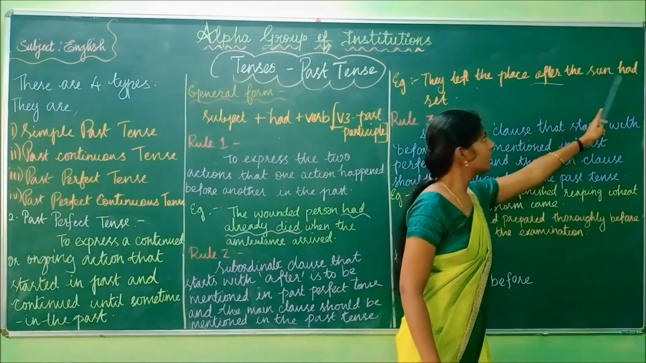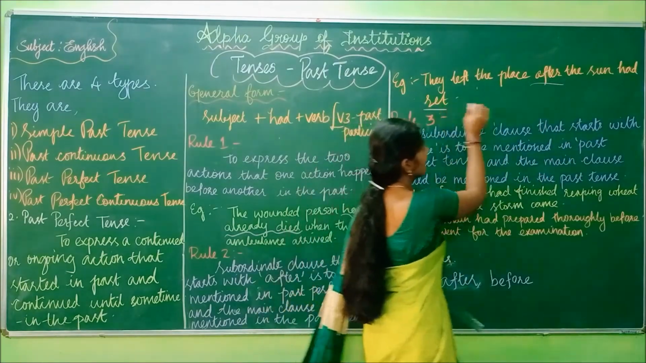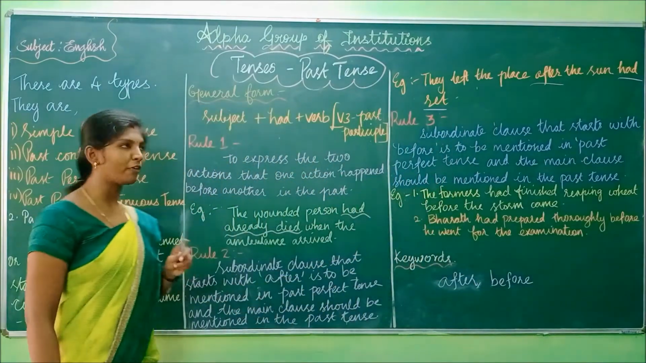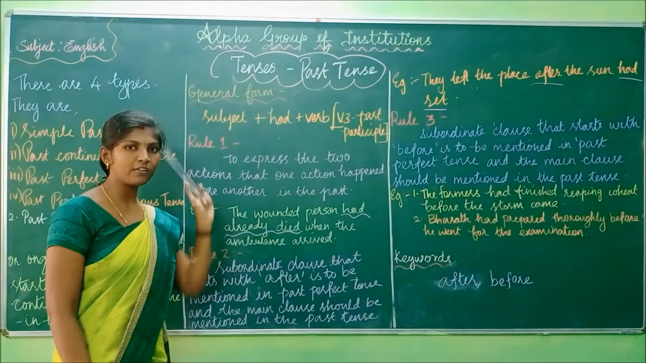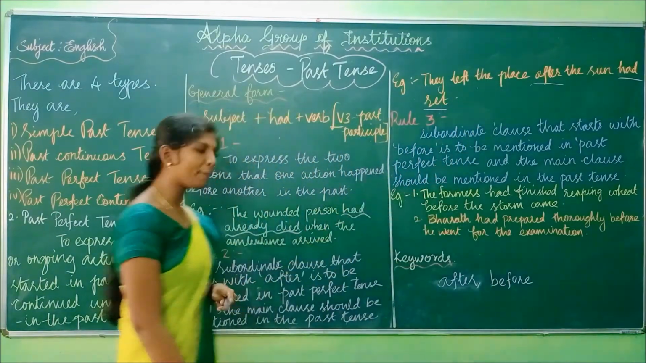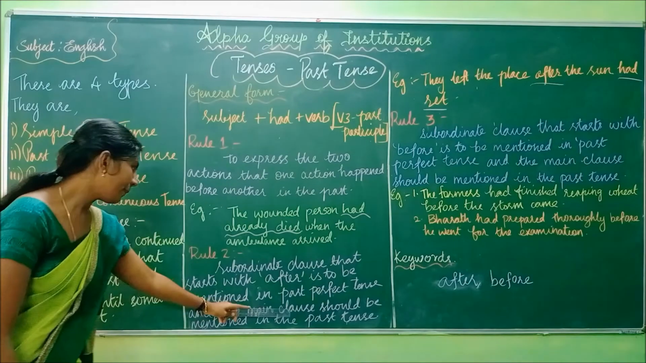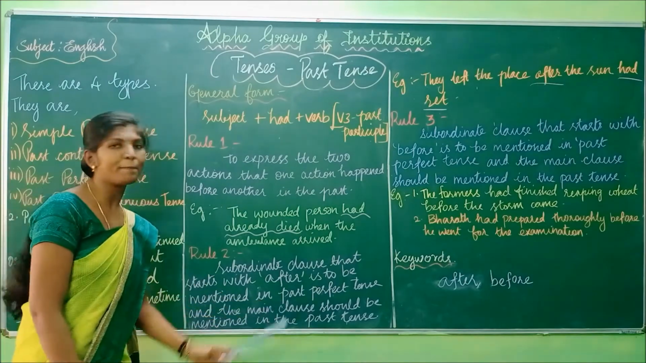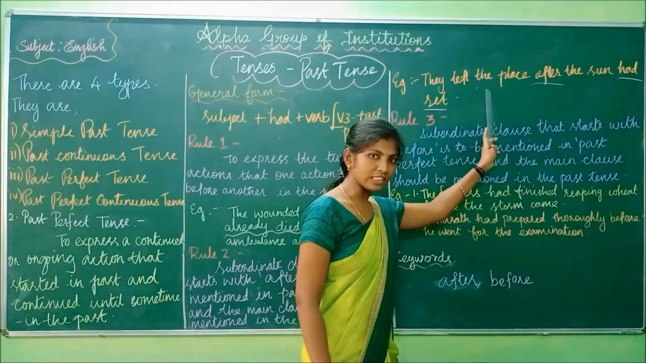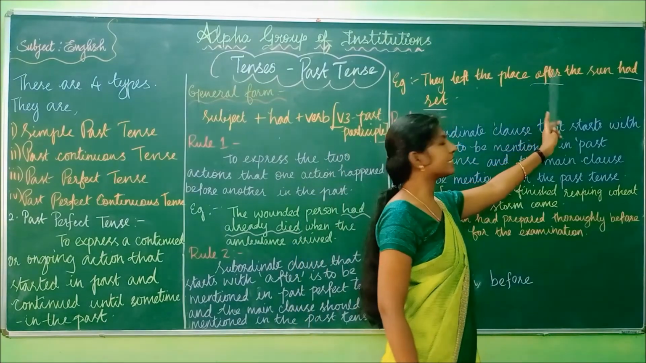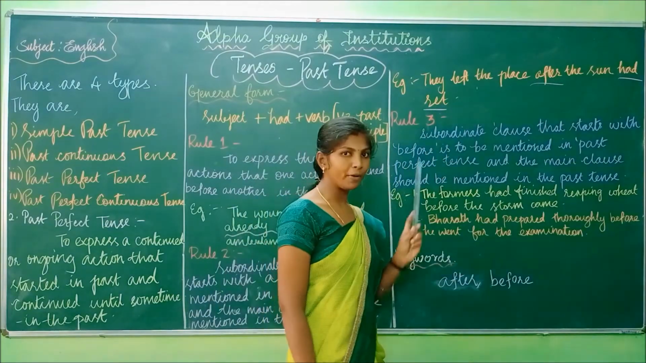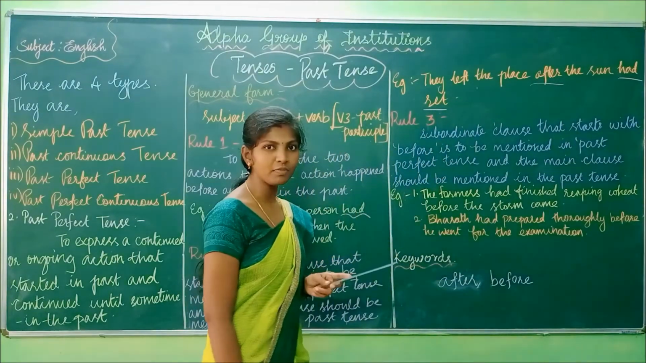The subject is the sun, and had set is given in past perfect tense: had plus the verb. They left the place is given in simple past tense. The main clause should be mentioned in past tense, and the subordinate clause that starts with after is given in past perfect tense. Okay children, are you clear?